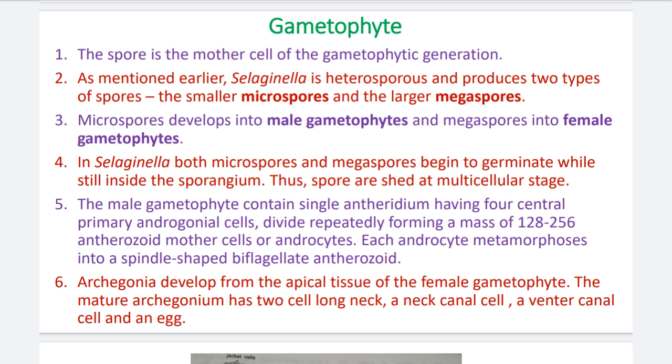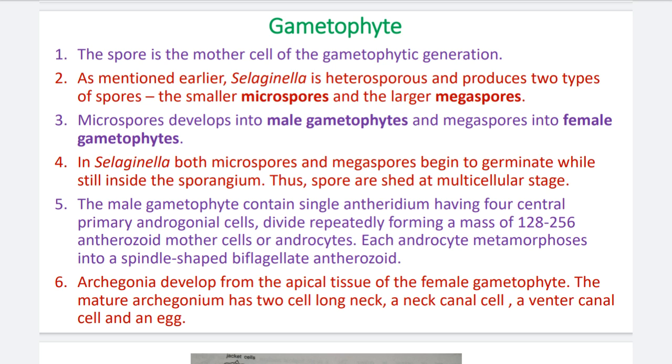Under favorable conditions, they absorb moisture and start germination. But in the case of Selaginella, a different mechanism is there. When spores are present in the sporangium, before the liberation, the spores start germination and they are multicellular at the germination stage. In Selaginella, the microspores and megaspores germinate while they are still present in the sporangium.